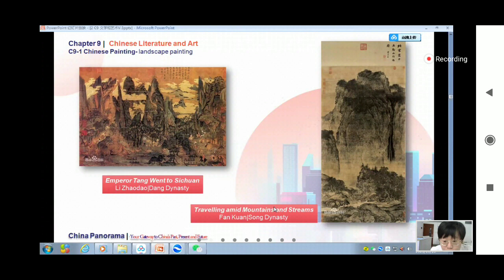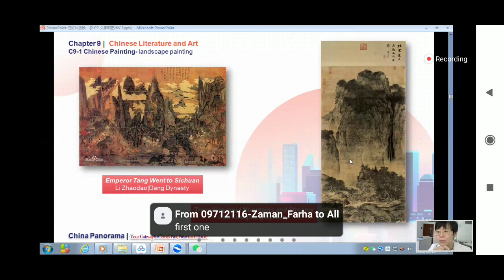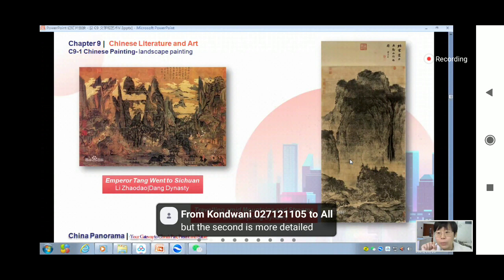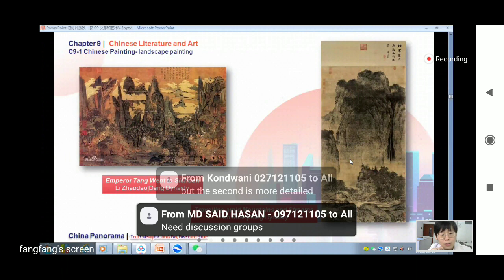This picture is from Song Dynasty. Now could you please tell me which one is more colorful? First one, Tang Dynasty. Very good. So the first one is more colorful. For the figure painting, we know that the paintings from Song Dynasty are more colorful because the technology is more developed. However, when we talk about landscape painting, the paintings from Tang Dynasty are more colorful.